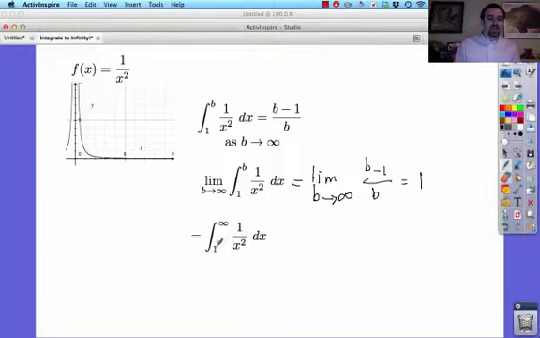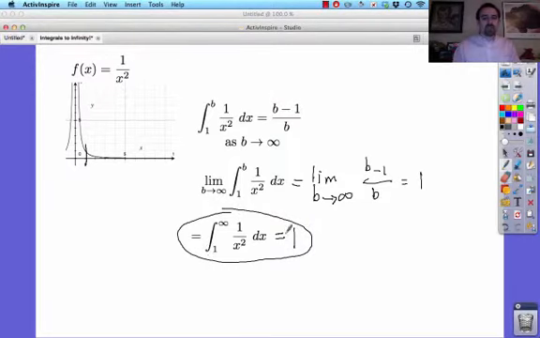Another notation we often use, instead of writing out this kind of cumbersome limit as b goes to infinity from 1 to b, is just to say, for shorthand, 1 to infinity. And that's equal to 1. So here's a strange thing. If we ask for the area underneath the curve 1 over x squared, and we let the limit to the right go to infinity, we actually end up with a finite area.